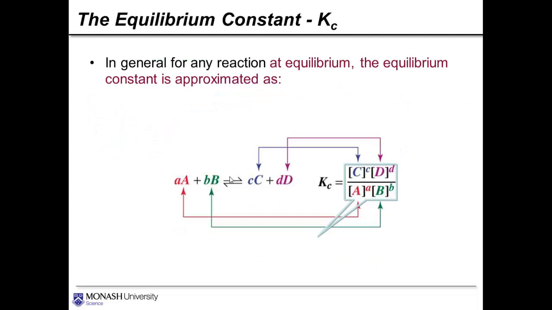In general, for any reaction at equilibrium, we can talk about the equilibrium constant, and it can be approximated as follows. If we have some general reaction between A and B, giving products C and D, you can see that these concentrations can be rearranged into a mathematical equation. Kc equals, and you can see the concentration terms for the products on top, and the concentration terms for the reactants on the bottom. These are also to the power of those stoichiometric coefficients at the front, which here are shown by lowercase a, b, c and d.